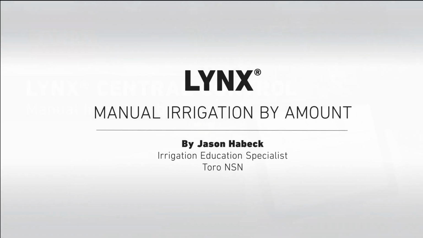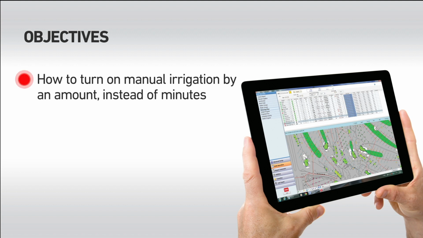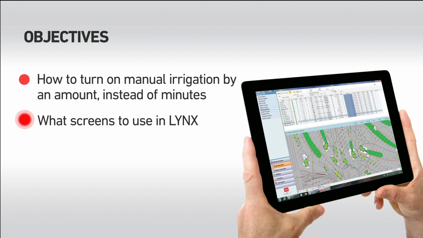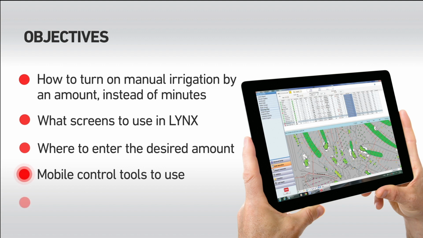In this course, we're going to learn how to run manual irrigation by an amount. We are going to discuss how to turn on manual irrigation by an amount instead of minutes. What screens to use in Lynx. Where do you enter that desired amount in Lynx? What mobile control tools do we use to turn on that manual irrigation? And what command do we have to enter?